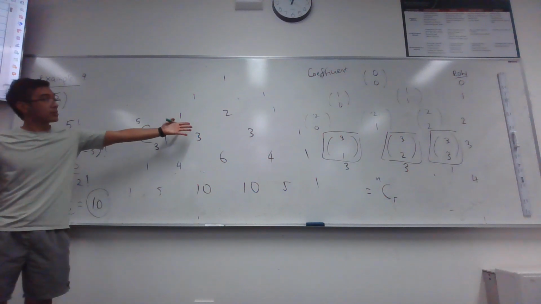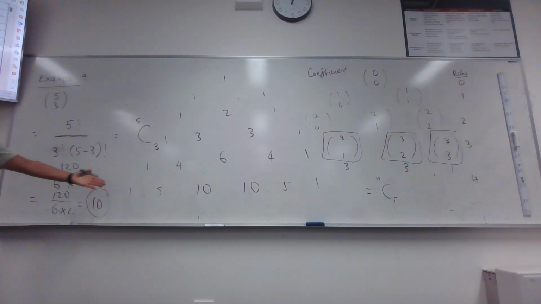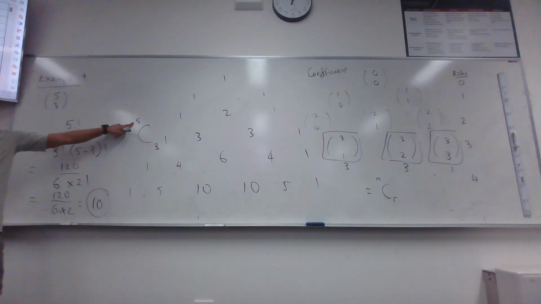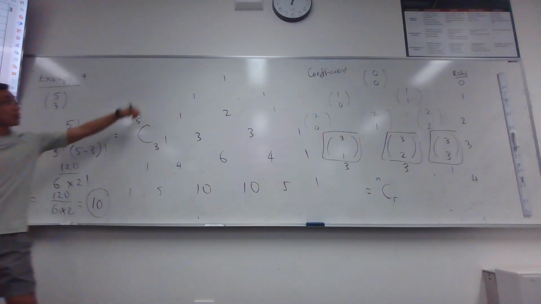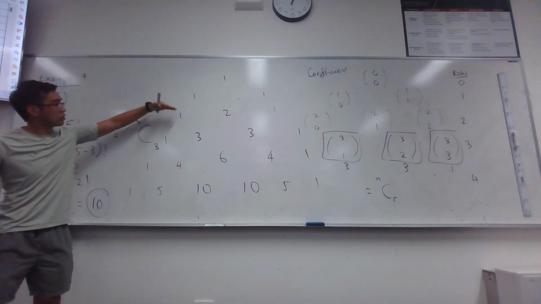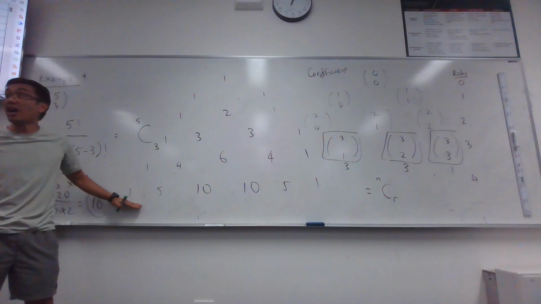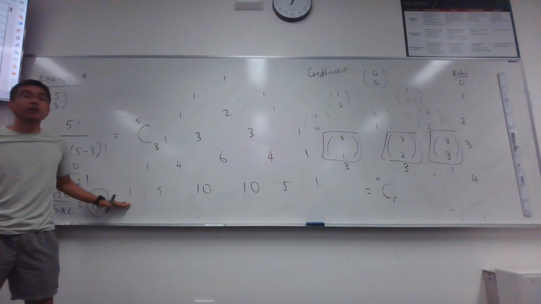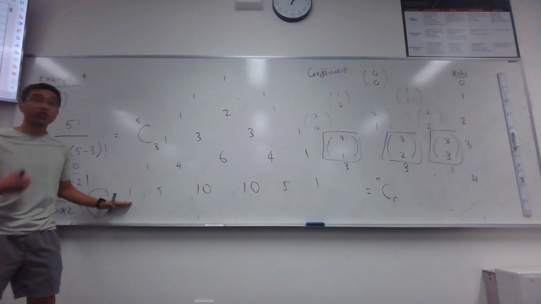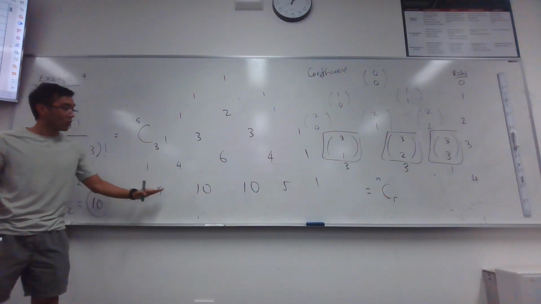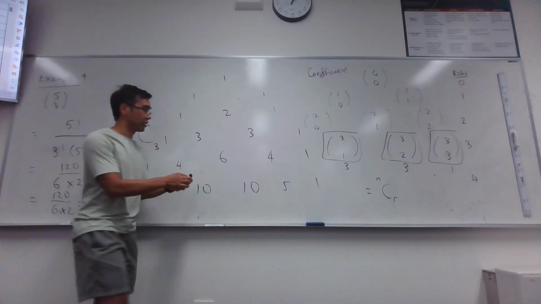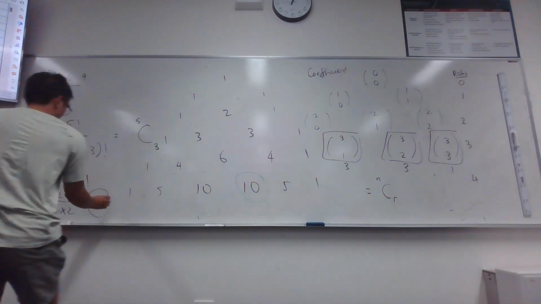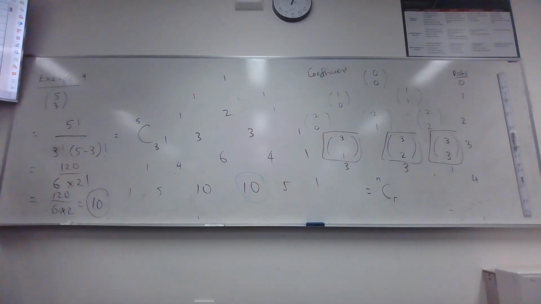If I do it with Pascal's triangle, we want row 5, position 3. Row 5: 0, 1, 2, 3, 4, 5. Position 3. So I go 3 across: 0, 1, 2, 3. Can you see how they're the same? Yes, exactly. This actually makes that formula. That's what we did there.